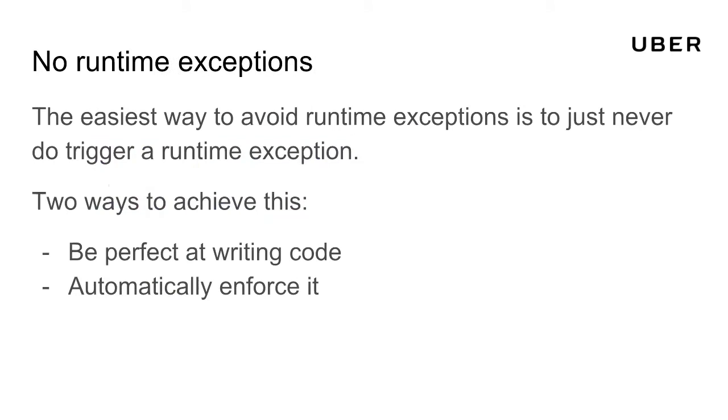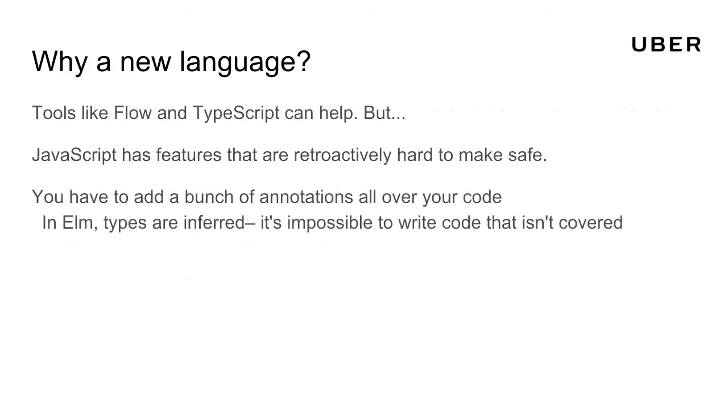So there's only two ways that I thought of to eliminate runtime exceptions. One of them is just to write perfect code with no bugs, right? Like many of you do, I'm sure. And the other way is to automatically enforce it. And so the cool thing about Elm is it goes the second route. It's kind of a tough sell though, right? Elm is an entirely different language compared to JavaScript, and we'll see what the differences are in a bit.